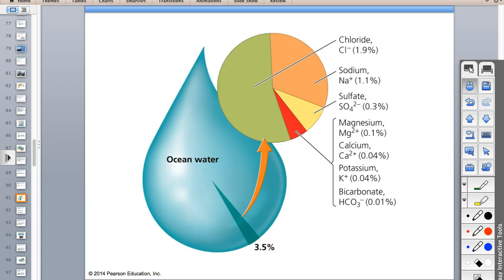So anyway, if I'm looking at a drop of ocean water, I told you guys that most of the salt, when we think of salt water, it is the salt that you have in table salt. It is, back up.